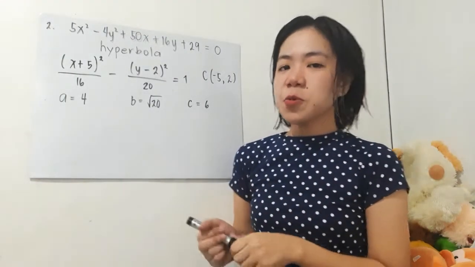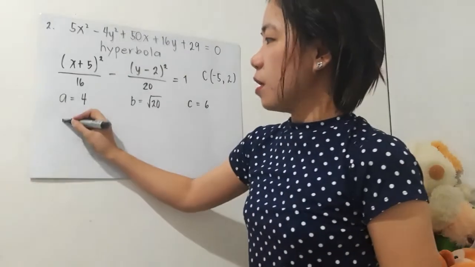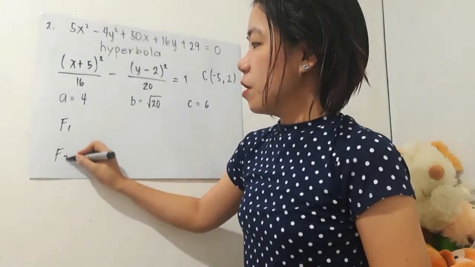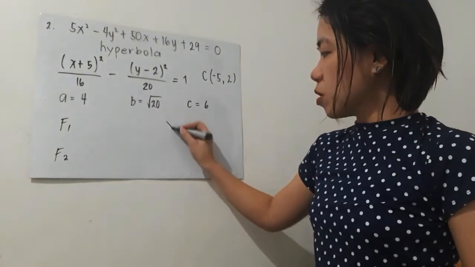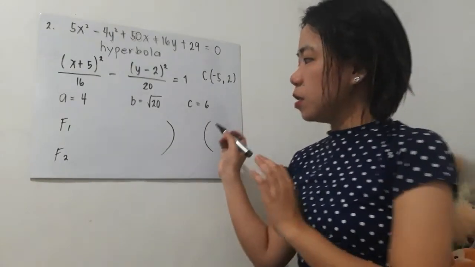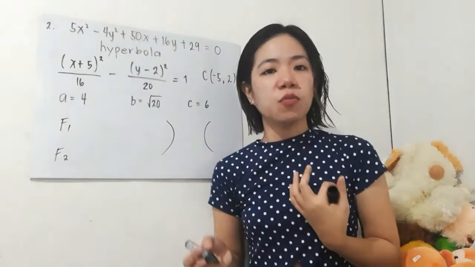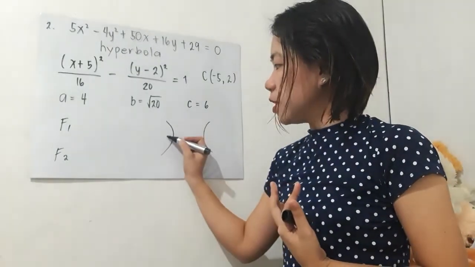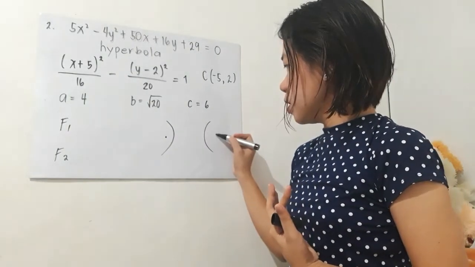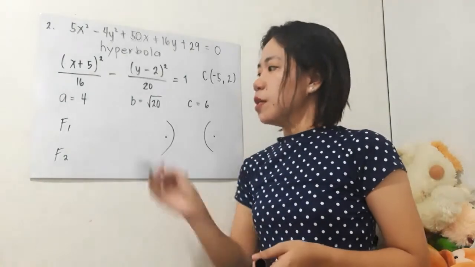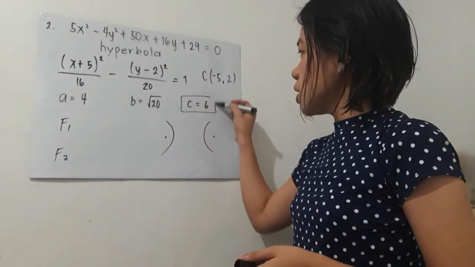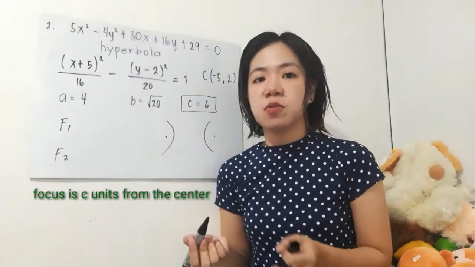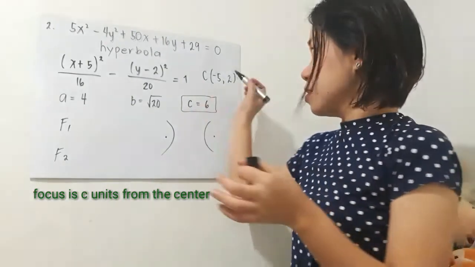Okay, let's now proceed with the foci, f sub 1 and f sub 2. Remember that the curves are these two. One is opening to the left and the other opens to the right. And the focus or foci are found inside the curve. So here, and here's the other one. So we'll have to move 6 units because it's the value of c. 6 units from the center.